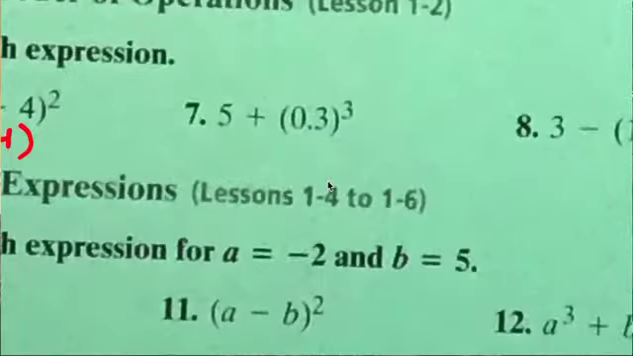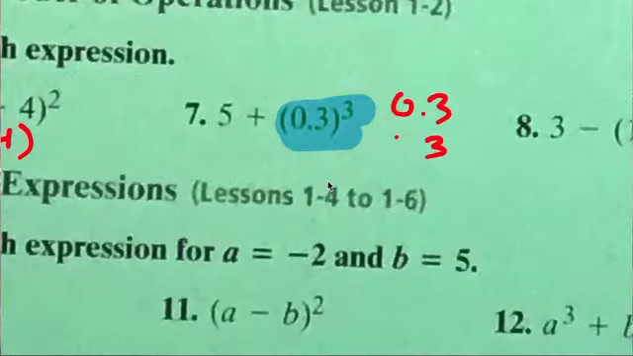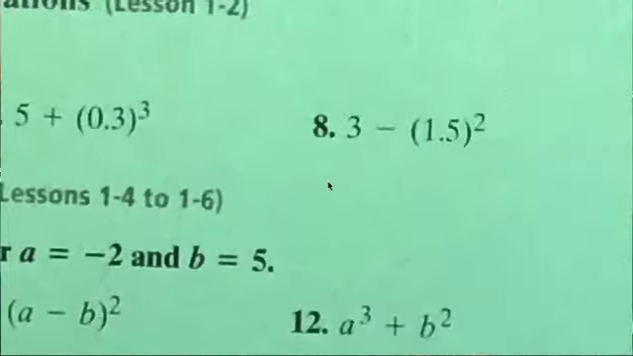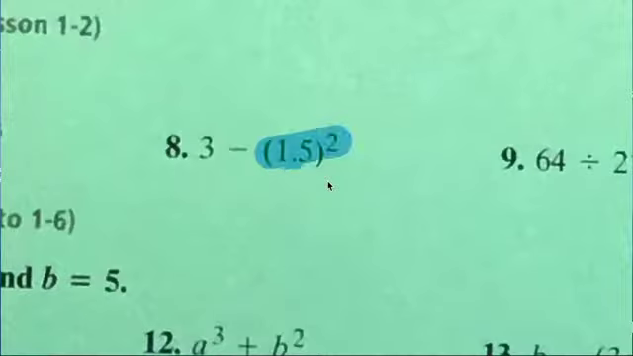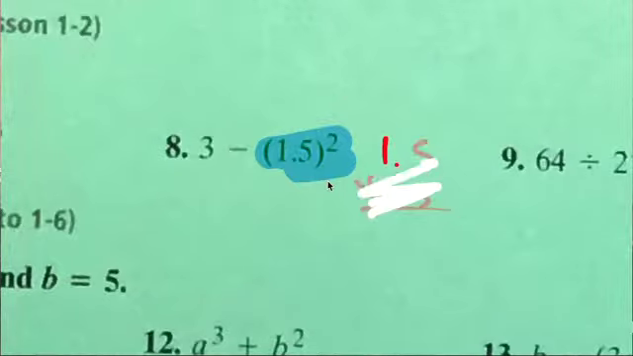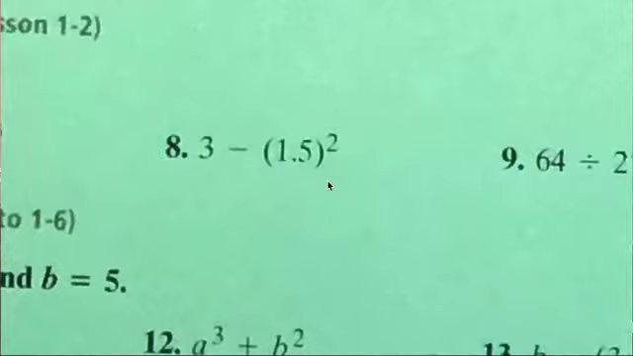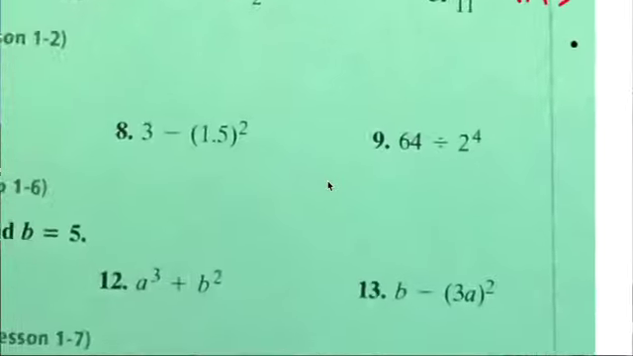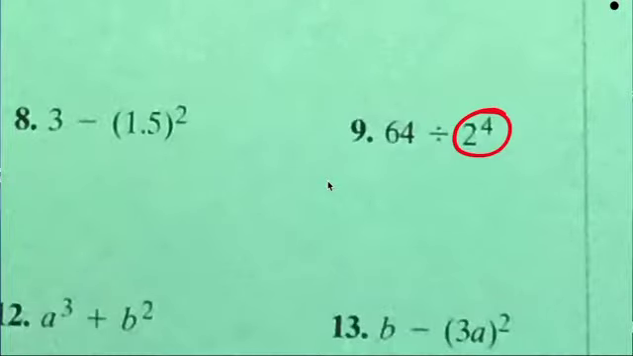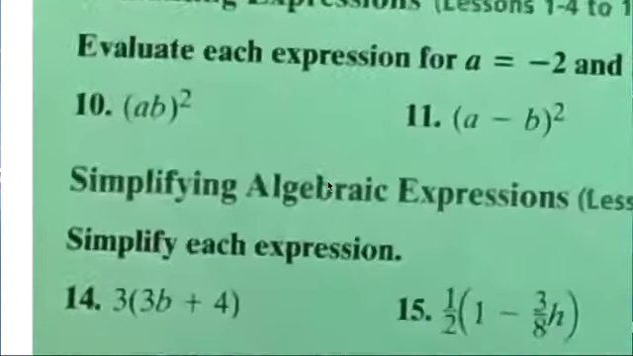Here, always do the exponent first. Multiply 0.3 three times, get your answer, and then add it to 5. Okay? Same here. Multiply this twice, and then 1.5 times 1.5. It's probably 2.25, and then subtract it from 3. Do exponent first, then divide. Okay? Showing you how to do this.